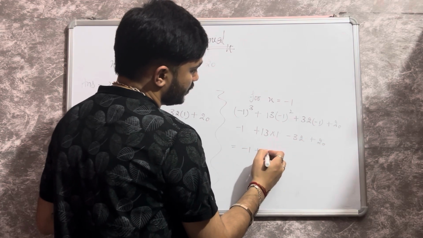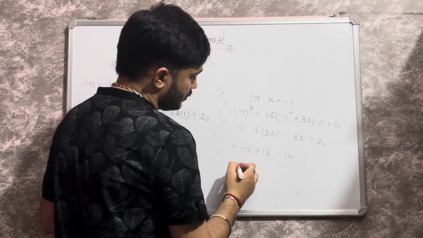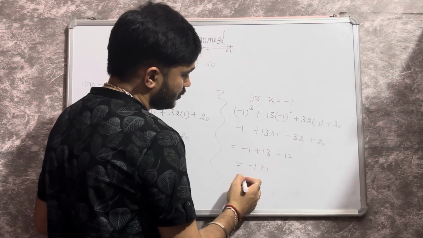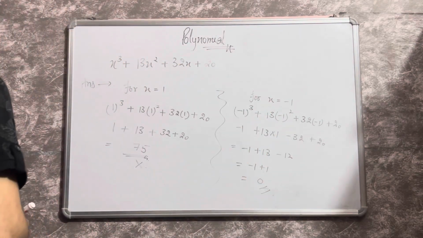Minus 1 plus 13. Minus 32 plus 20 is minus 12. And minus 1 plus 13 is 12, 12 minus 12 is 0. So x equal to minus 1 is our root.